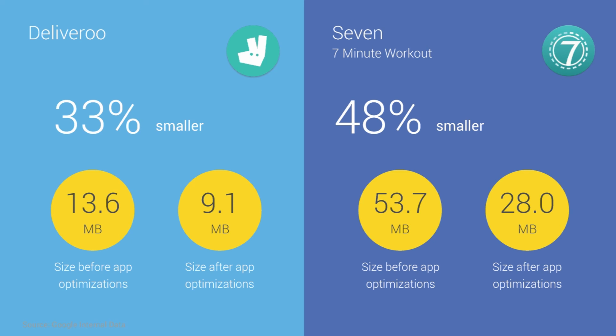Now, we expect the initial savings for developers to be around 15%. However, we tested this with a few early access partners, and we found even greater savings. Deliveroo, a food ordering app, saw 33% smaller APK sizes. And 7, a workout app, saw almost half the size of their APKs after enabling this.